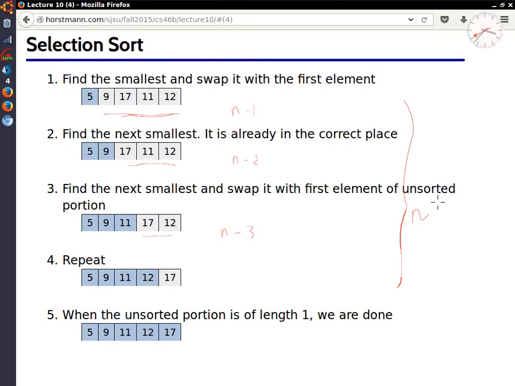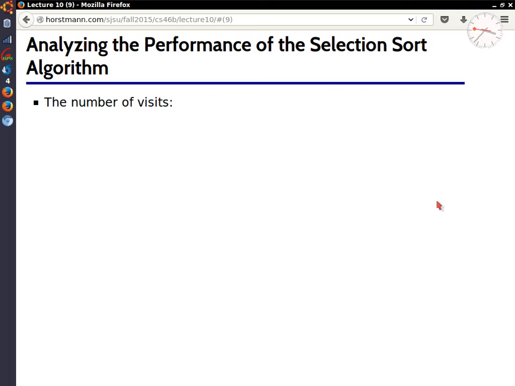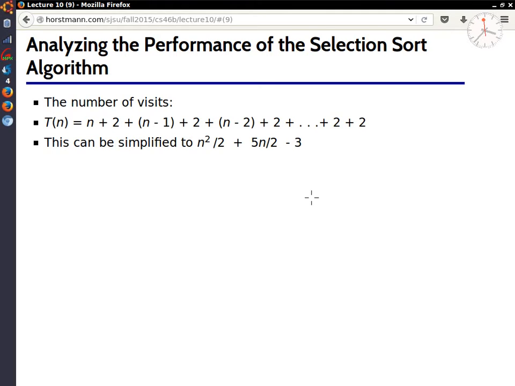Now, the exact math is in the textbook, but the key observation is that you have n minus 1 plus n minus 2 and so on. The formula that you need to remember in this game is that the sum of n plus n minus 1 plus n minus 2, and so on, plus 2 plus 1, is the same thing as n times (n plus 1) over 2. And you just have to remember that.